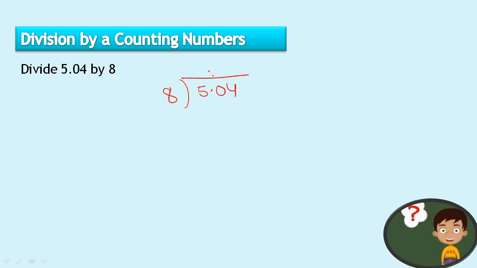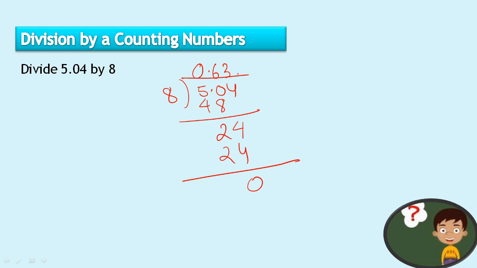So 8, how many times 50? 8 6s are 48, right? So 8 6s are 48, and 2 will be here, and 4 will be brought down. 24. 8, how many times 24? 8 3s are 24. So the answer becomes 0.63. What would happen if I write a 0 here? Nothing will change. So 0.63 will be our answer.